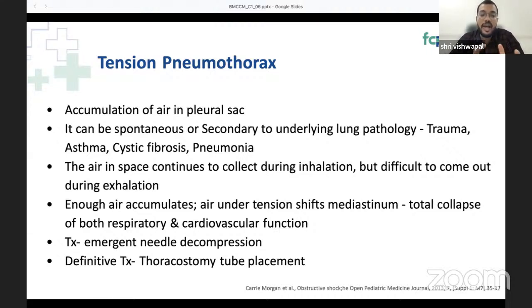When the air gets accumulated in the pleural sac, the tension in the lung increases. When the tension in your lung increases, it also wants to occupy the space in the heart, so there's congestion in the heart, and again the heart doesn't have breathing space for its contraction and dilation. The systole and diastole are affected. So the proper treatment is emergent needle decompression, and the definitive treatment is thoracostomy tube placement in your chest.